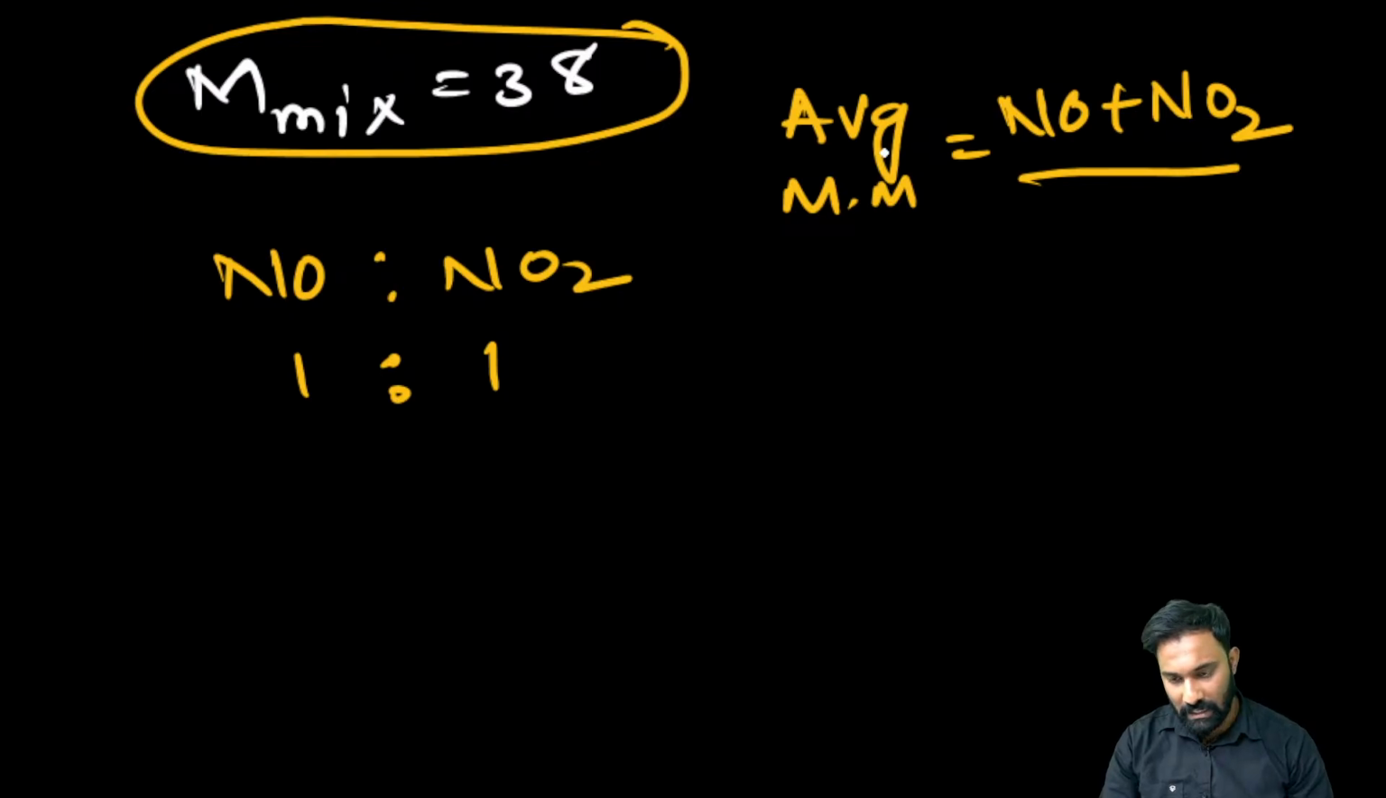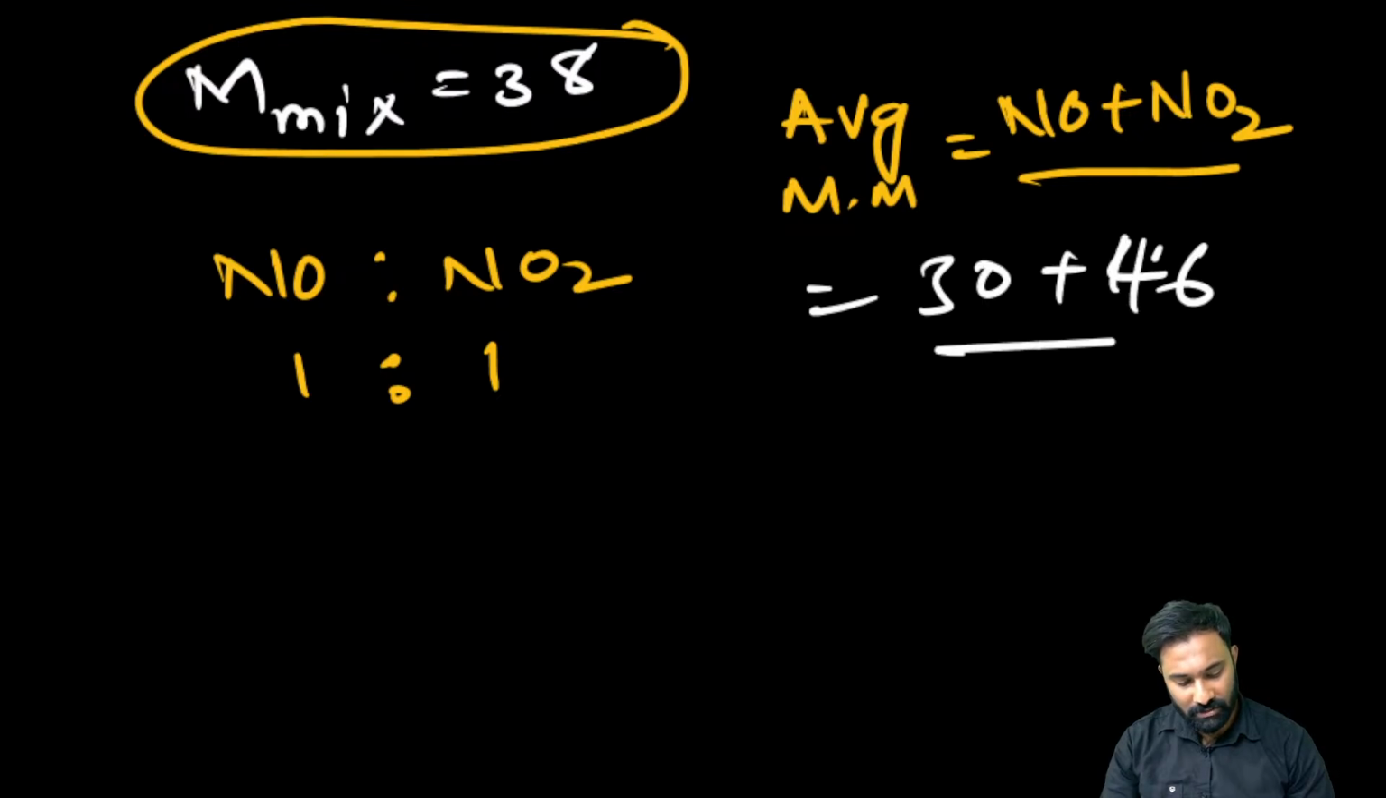See now, the M average of the mixture of NO plus NO2. Now NO is 30, and NO2 will be 32 plus 14, that is 46. Average is 30 plus 46 by 2. How much will it give? Approximately it will give you 38 only.